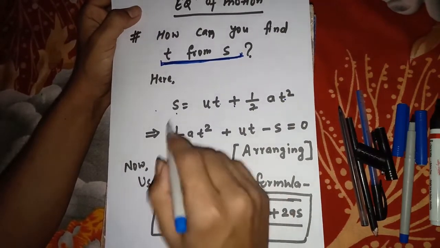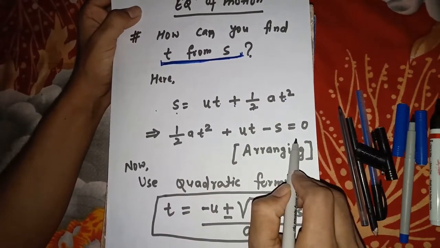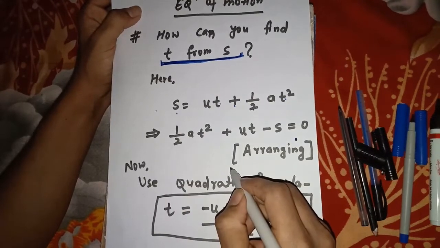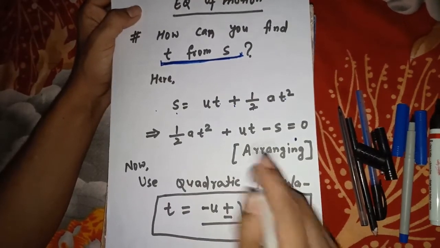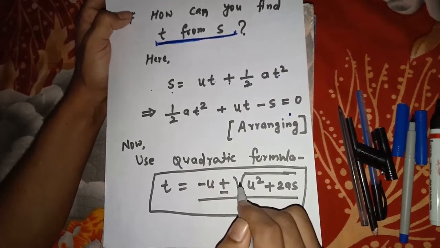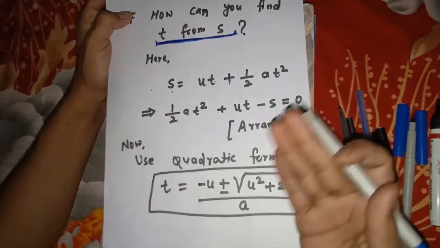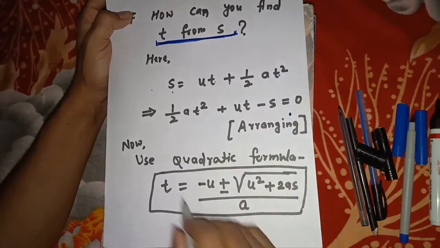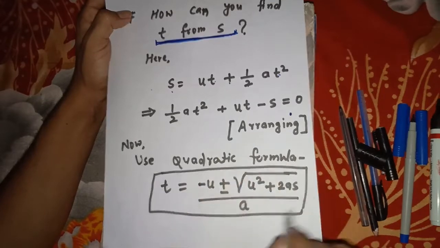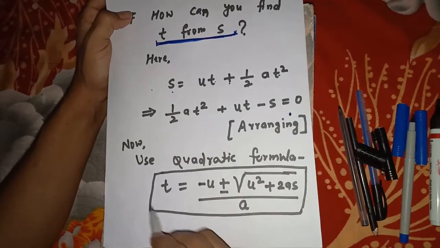So we can arrange this expression as follows by transposition of s. Now if you know the quadratic formula, it is minus b plus minus root under b square minus 4ac by 2a. So I have replaced these formula by some suitable symbols here, and we get this expression.